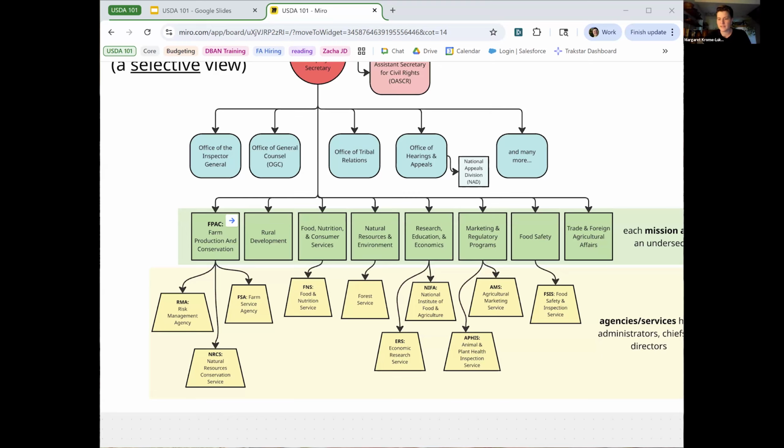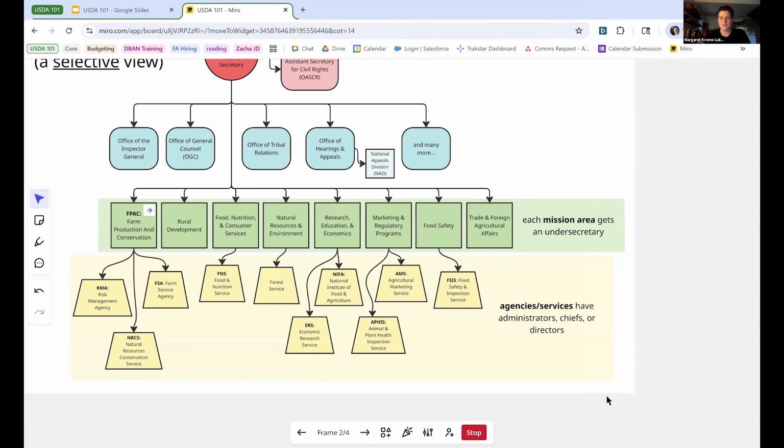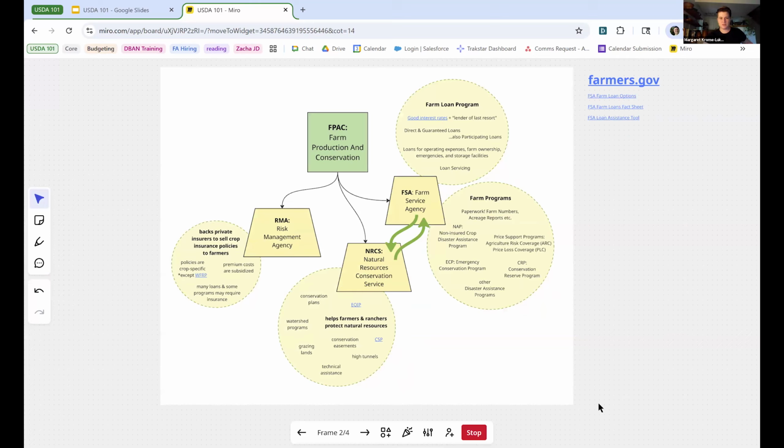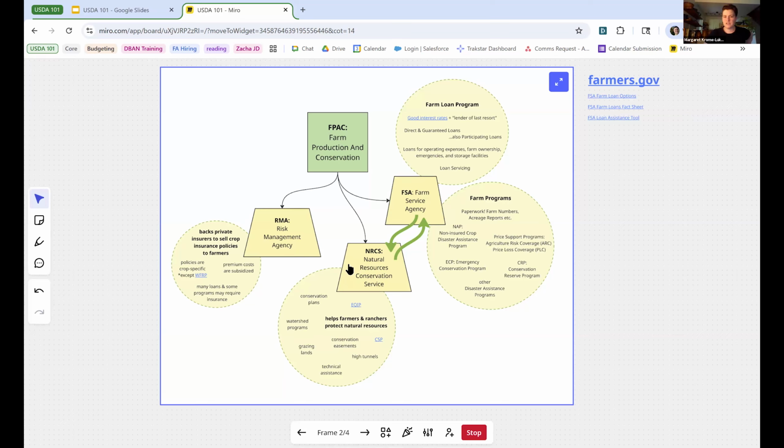All right, let's dive in to FPAC. We are going to start with the Risk Management Agency. So we've got 3 agencies within the Farm Production and Conservation Mission area. The Risk Management Agency, NRCS, Natural Resources Conservation Service, and FSA, Farm Service Agency.